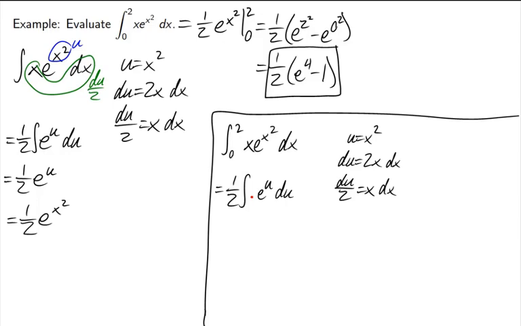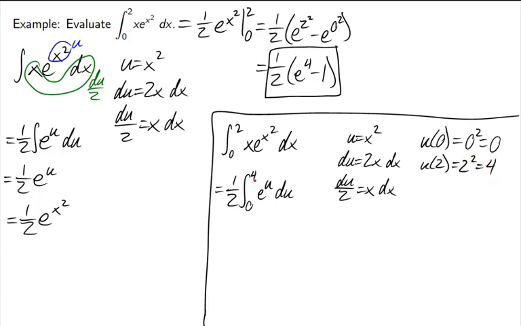So what we can do is we can actually plug those values into the expression. If I plug 0 in for x here, I get 0 squared equals 0. So when x equals 0, u equals 0. And then how about 2? When x equals 2, u equals 2 squared, which is 4.